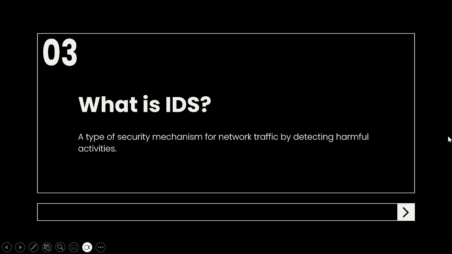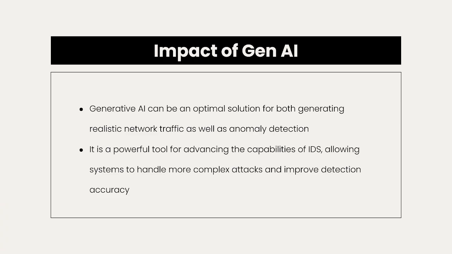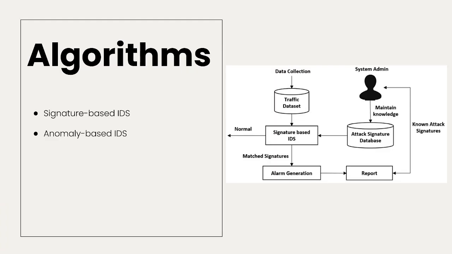So the next case study we'll go over is intrusion detection systems, and this is a type of security mechanism for network traffic by detecting harmful activities. And with generative AI, it can again be an optimal solution for both generating realistic network traffic as well as anomaly detection. It is very powerful for advancing the capabilities of existing IDS systems and allowing the systems to handle more complex attacks and improve detection accuracy.